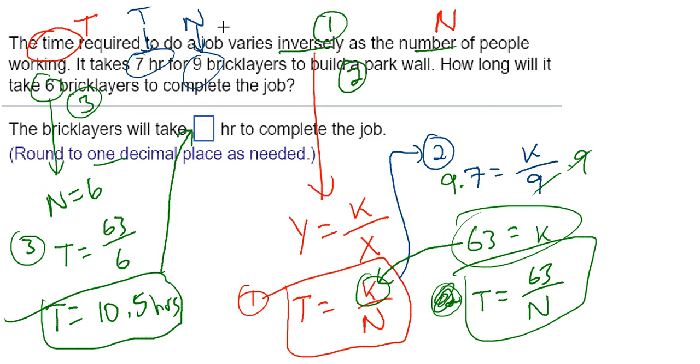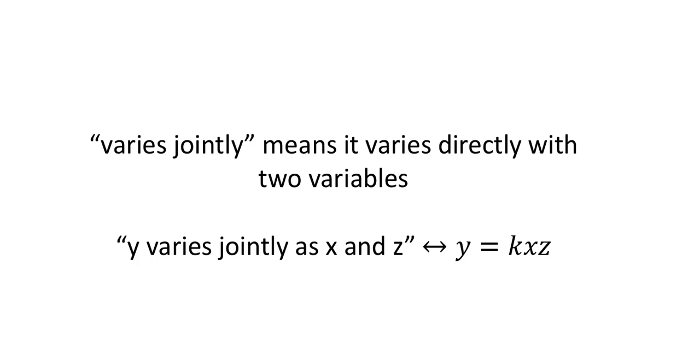All right. There's one other keyword for these variation problems that you need to know, and that is varies jointly. And this gets a little bit more complex. Varies jointly really means it varies directly with 2 variables instead of 1 variable. All right, so varies jointly as x and z. So if you see that phrase and you see the keyword varies jointly, this is the formula that would describe that relationship. Y equals k times x times z.